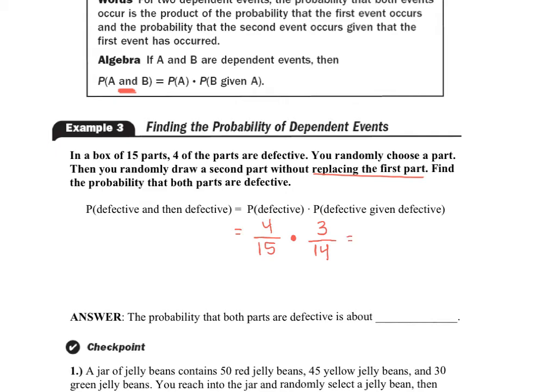Okay, now again, I'm multiplying these fractions. I think it would be easiest to do some cross simplifying first. So 3 goes into 3 once and into 15 5 times. 2 goes into 4 twice and into 14 7 times. And so now when I multiply across the top, I have 2 times 1, which is 2. And along the bottom, 5 times 7 is 35. That's in simplest form, so that would be my final answer. That's the probability that both of the parts are defective.